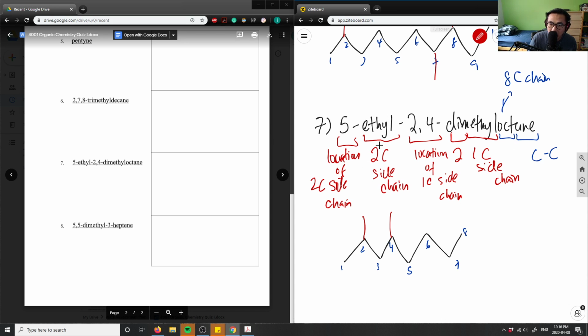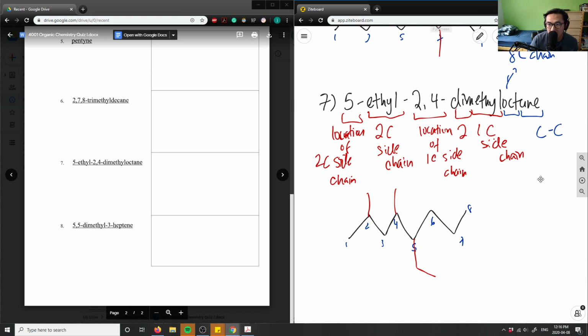And then I have my ethyl. And the location of the 2 carbon side chain is at carbon 5, right? So at this carbon 5 here, I'm going to draw 1, oh sorry, 1 and then also 2. So it's a 2 carbon side chain in this case. And now this is my correct answer for this question here.